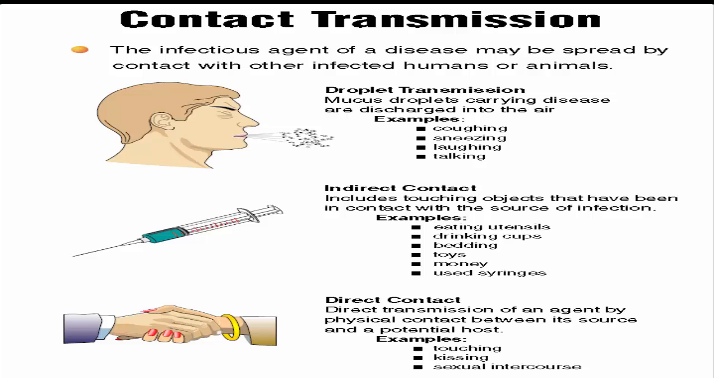Then there's something called indirect contact, which includes touching objects that have been in contact with the source of infection. Dirty eating utensils, drinking cups, don't share that water bottle. Bedding, toys, money is filthy, and obviously you would never want to share a syringe. Then, of course, direct contact, which is direct transmission of an agent by physical contact between its source and a potential host. This would include things like touching, kissing, and sexual intercourse.